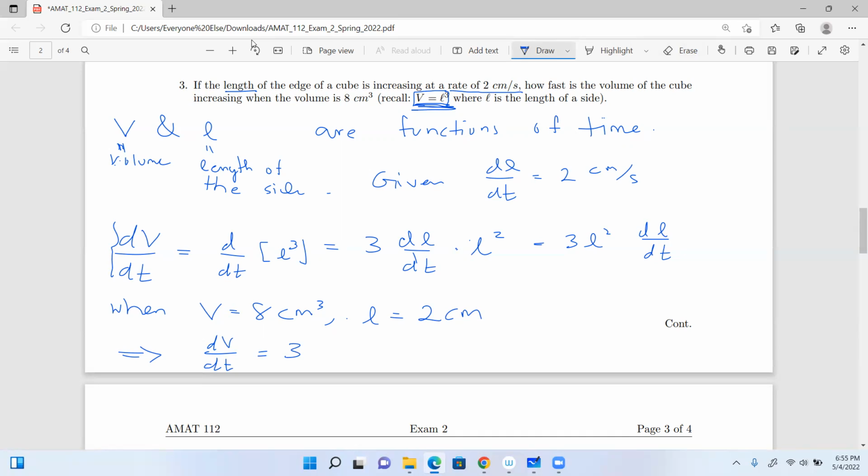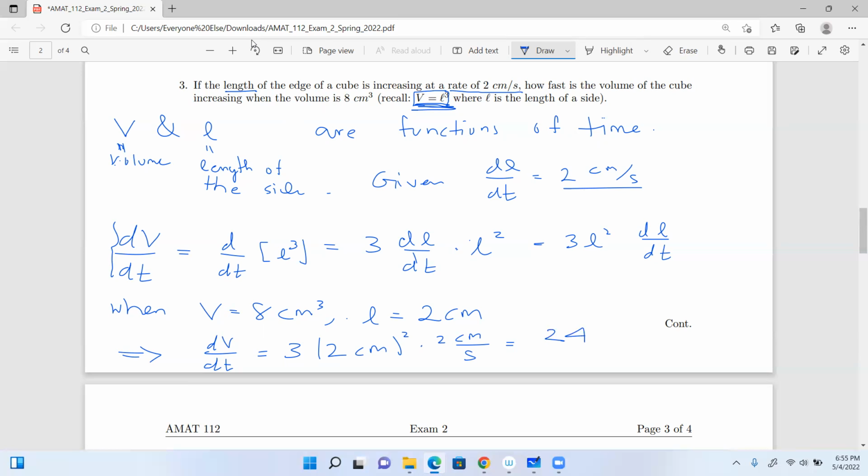3 times L. So L is 2 centimeters squared times dL/dt, but dL/dt is 2 centimeters per second. So times 2 centimeters per second. Now you square the 2 to get a 4. 4 times 3 is 12. 12 times 2 is 24.